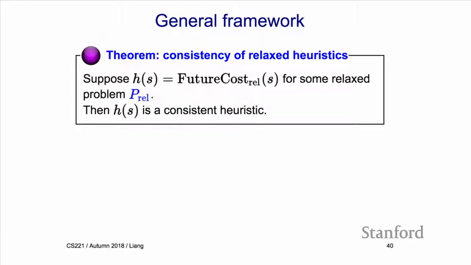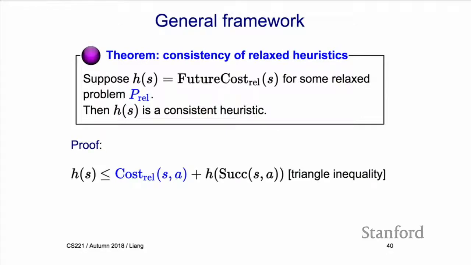So why does this framework actually work out? It works out because if you lower bound all of the costs, then you end up with a consistent heuristic. Let's give a quick proof of that. The first step is the following. I want to show you why this inequality is true.